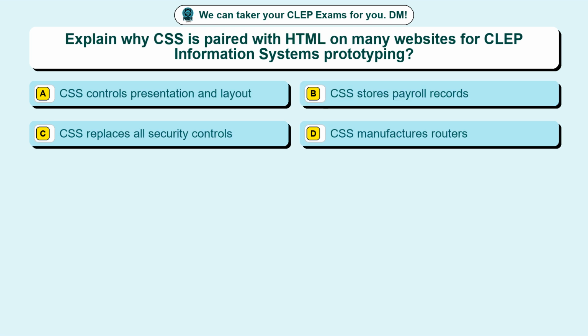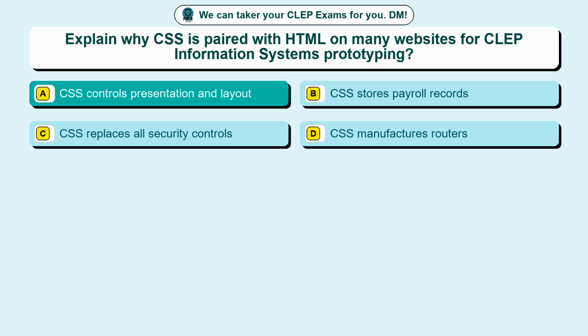Question 35. Explain why CSS is paired with HTML on many websites for CLEP Information Systems prototyping. Option A, CSS controls presentation and layout. Option B, CSS stores payroll records. Option C, CSS replaces all security controls. Option D, CSS manufactures routers. The correct answer is option A, CSS controls presentation and layout.